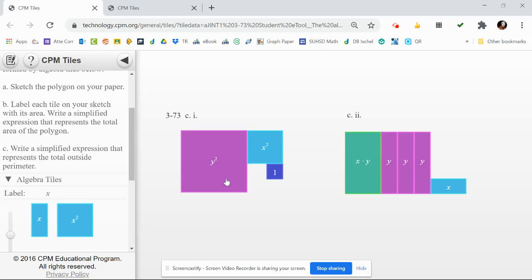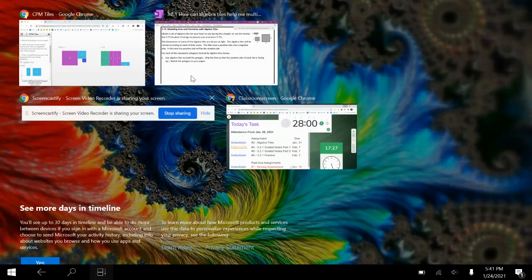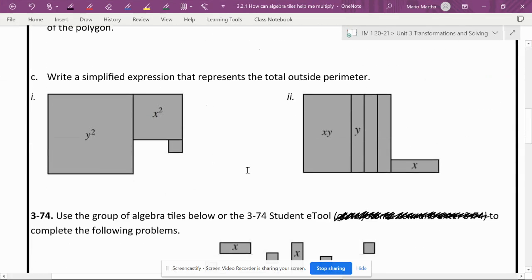All right, so the first one has y squared, so that would be the area of that. This is x squared. And then this one has an area of 1, so this would be 1 square unit. If you have the notes, you're going to see these at the bottom.